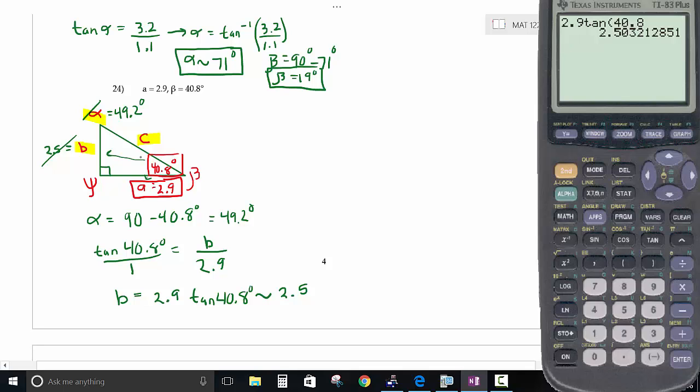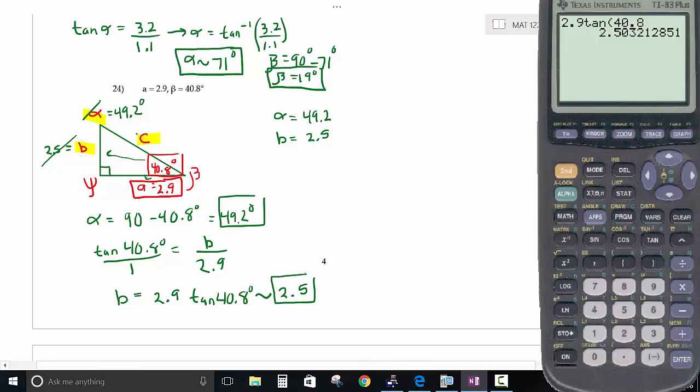So we're done. We got an angle, and now we got a side B. So we got that step done. I'll kind of keep track of this as we go. Alpha is 49.2. B is 2.5. That leaves us to find one more part of the triangle. What we need to do is find C.